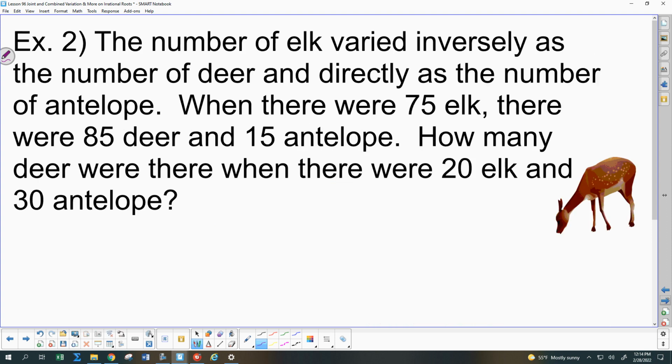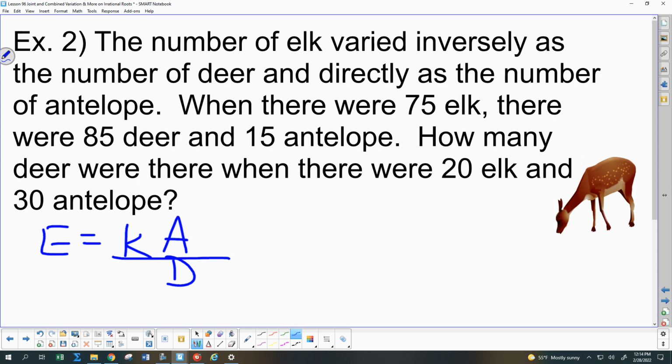Okay, one more of these. Number of elk vary inversely as number of deer and directly as the number of antelope. So this is combined because we have it varying as this and as that. So at least 2 different things in there. So we are going to write down elk varies, so E equals K. Everybody point, where do I put the deer? It varies inversely as the deer. So everybody's pointing down, so in the denominator for the deer. Directly as the antelope, where do I put the A for antelope?